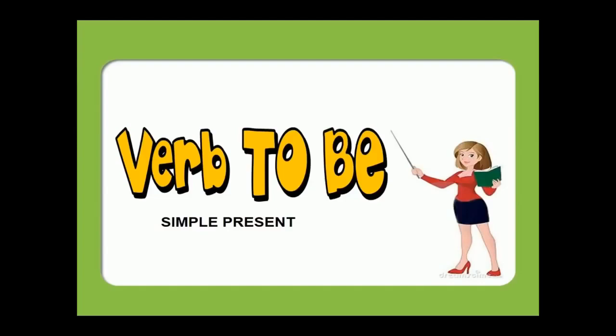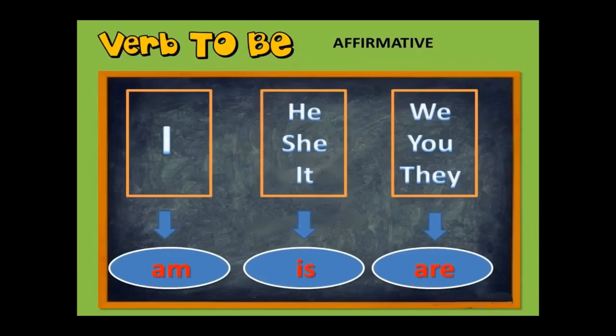Verb to be. Simple present. Affirmative. I am. He, she, it, is. We, you, they, are.